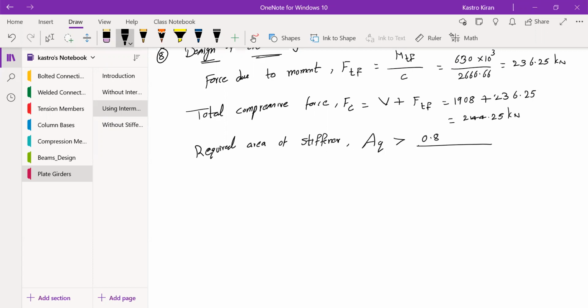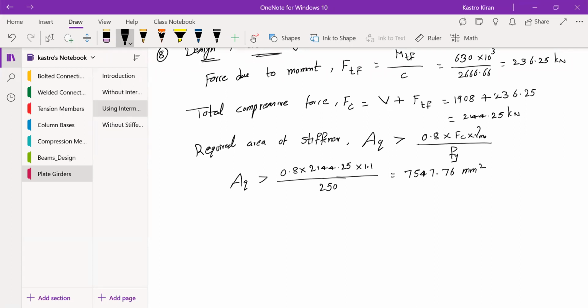Okay, so let's solve this. AQ value must be greater than 0.8 into FC, which is the total compressive force, 2144.25, into gamma m0 which is 1.1, divided by Fy, which is 250. So this is 7547.76 mm square. So if you are providing the stiffener dimensions, they should have an area greater than 7547 mm square. That's the condition.